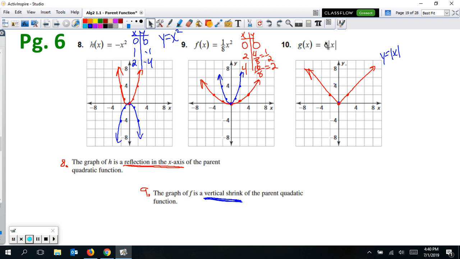And then now we see this 6 here. It's a number in front. It's going to change the shape. In fact, we could talk about this already as being a stretch. It's going to stretch it because it's more than 1.